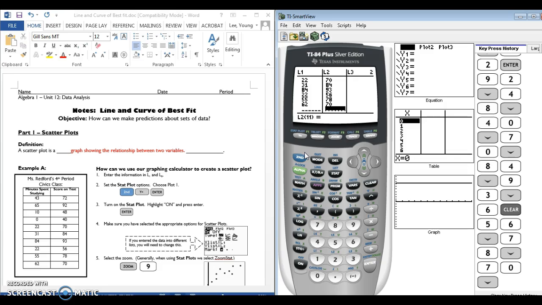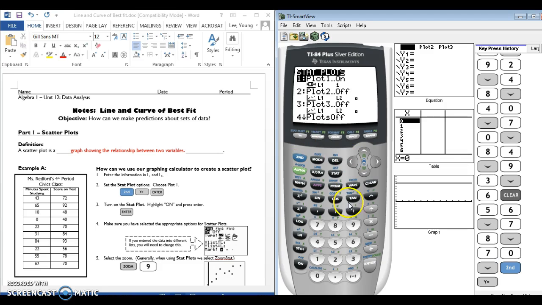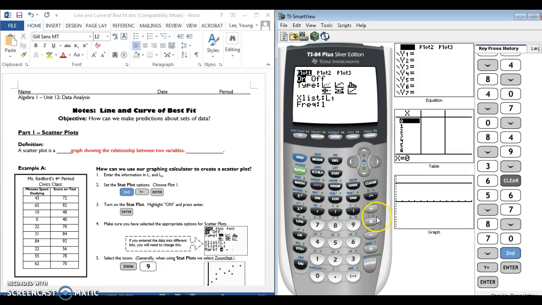Once you put all the information in, we're going to actually graph the scatter plot. Anytime we have something to do with stat, we're going to go to stat plot. So we're going to press second and y equals. We want to turn it on, so press number 1. You always want to make sure On is highlighted. If yours has Off highlighted, make sure you change it to the left and then press enter. So you turn it on.